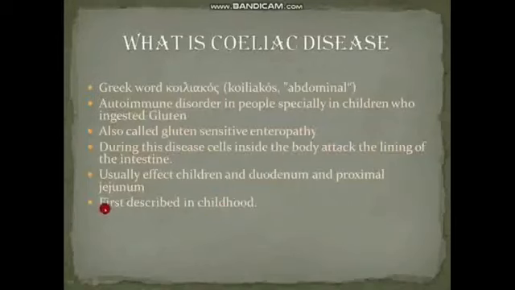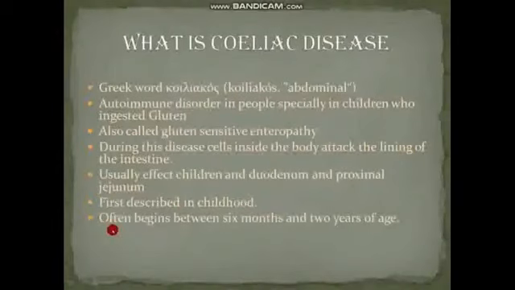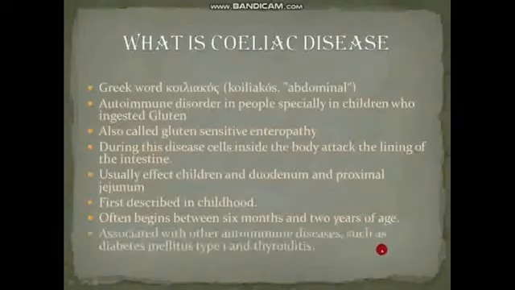Then the next point says it was first described in childhood. Celiac disease was first of all described in childhood. However, it may develop at any age. Then the next point says it often begins between 6 months and 2 years of age. It means the disease often begins between these ages.